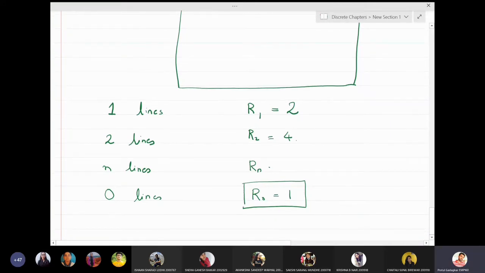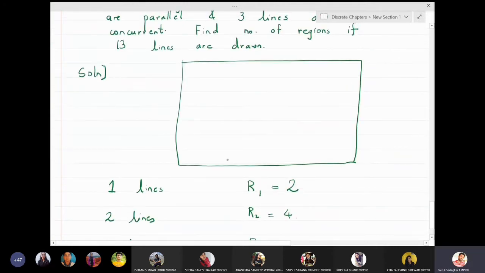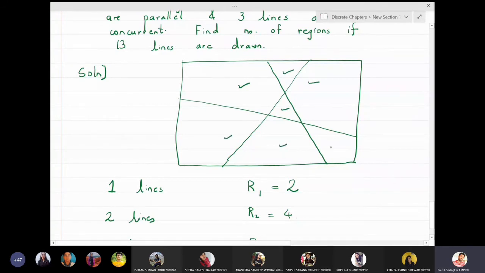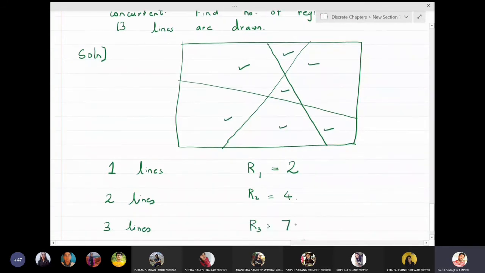Now you observe that when you draw three lines, how many regions am I going to get? Remember, we are not supposed to draw parallel lines. So this is not allowed. You're also not supposed to draw concurrent lines. Three lines should not be concurrent. Okay. So when I erase this line, now let me take three lines. The number of regions will be 1, 2, 3, 4, 5, 6, and 7. So R3 is 7.